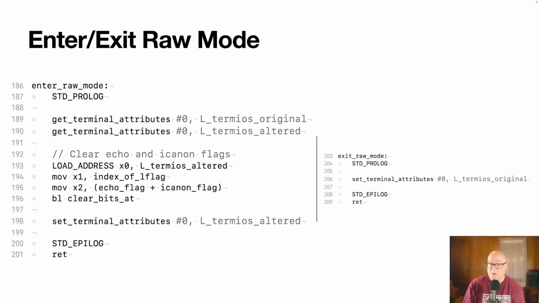Then to exit raw mode, we're going to take advantage of the fact that we kept two copies around. So we have the LTermios original with the original attributes. We're just going to put those back.